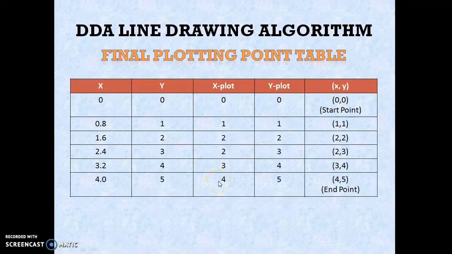Now come to the next point. X is incremented by 0.8, it becomes 4.0. Y is incremented by 1, so it becomes 5. If we round up the value of x, it becomes 4. So the final point is 4, 5, and it is our endpoint. So it is the ending step of this algorithm.